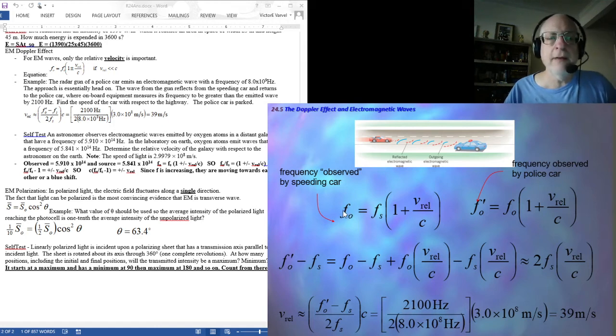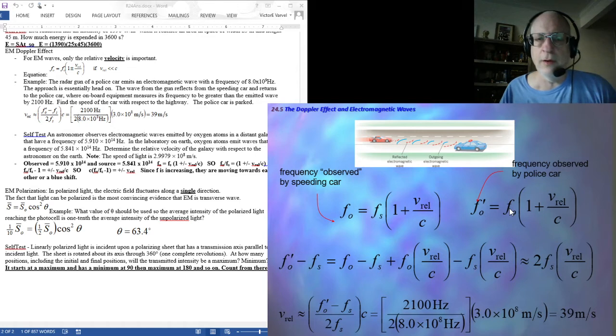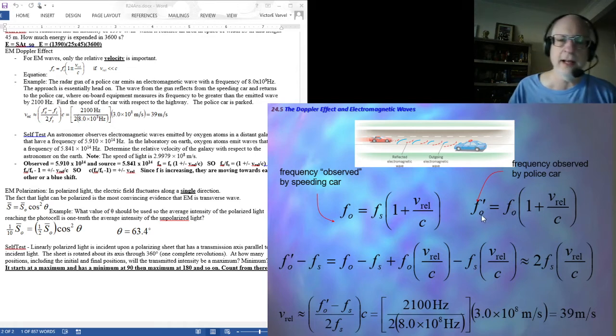This f_o is the frequency of the radar being reflected off of the car, which becomes a new source. So that f_o goes over here. And now you still have the same v relative over c factor, but the police car is going to be the observer of the wave that was reflected off of the car. So the first observer is the car, the second observer is the police car.